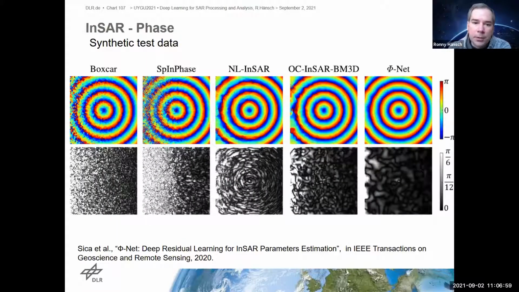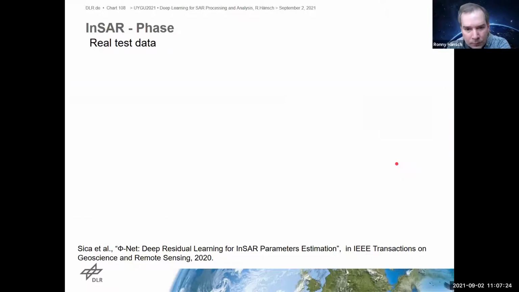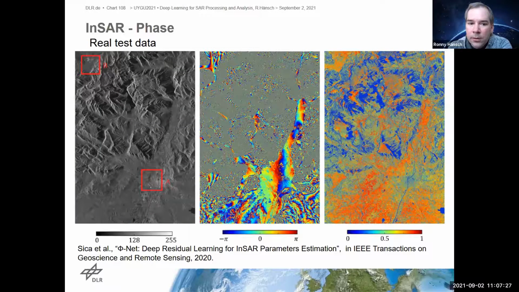And the results are actually quite good. This is synthetic data, of course, but test data, so it was not seen during training. You might have certain forms of noise. These are different non-deep learning techniques to denoise the interferogram, and this is the proposed method, the FiNet. And here you see the differences to the ground truth. You can see the results, at least on the synthetic data, are quite promising. But also on real data, it looks very good. Here you see the intensity of the SAR image, this is the phase of the interferogram, and this is the coherence.